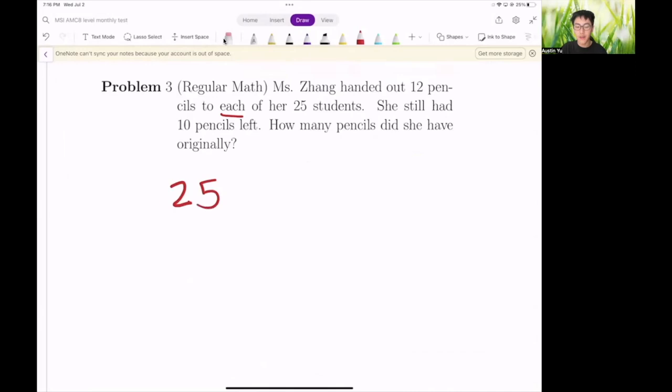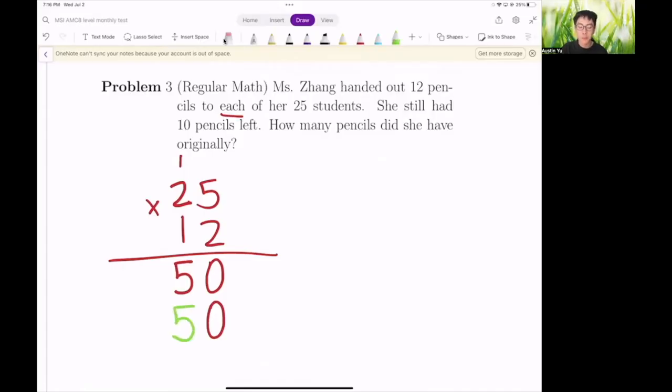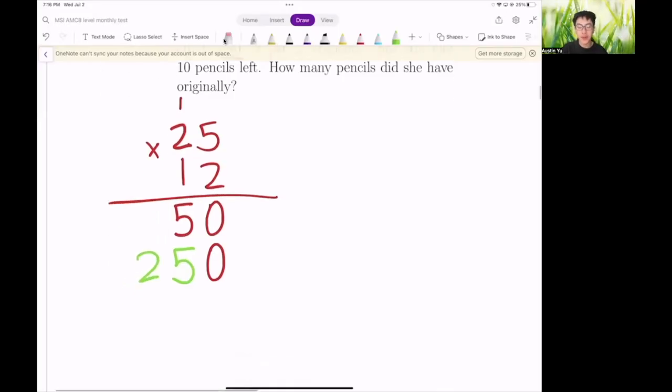So 25 times 12. We can again do the vertical method. So let's multiply the right-hand side first. 5 times 2 is 10. So we carry over the 1 here. And then we multiply diagonally, 2 times 2 plus the 1 that we carried over. This gives us 5. And then we add 0 here as a placeholder. And we multiply diagonally 5 times 1, which gives us 5. And then vertically 2 times 1 is 2. Add this together, 300.